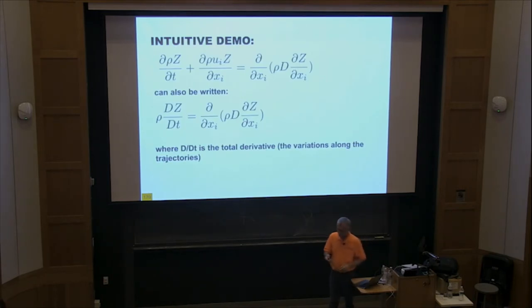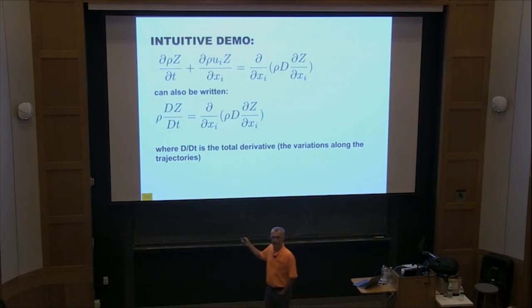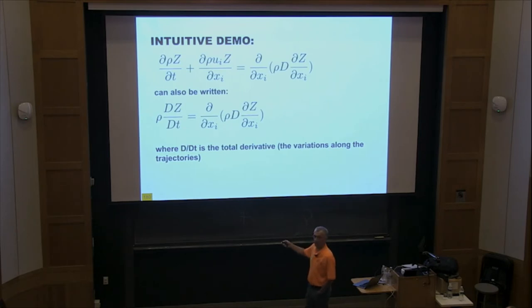If you take a look at a passive scalar equation, you can also write it like this. This is the total derivative that Moshe also introduced yesterday. So what this really means is that if you travel with the Lagrangian derivative in the flow, the change of Z that you carry on your back is due to diffusion. Right? This is the Z equation.